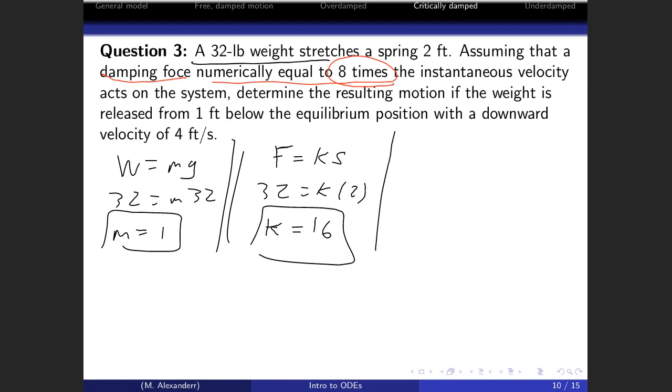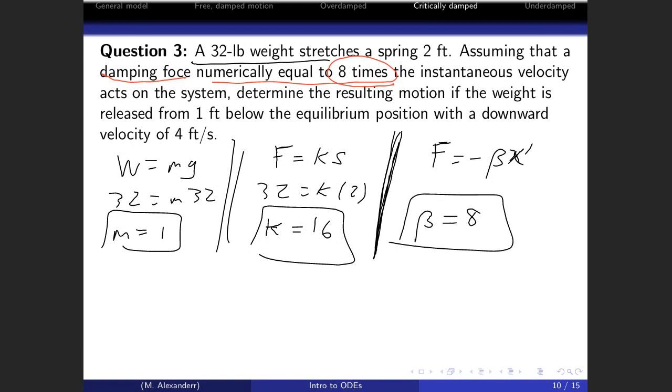But now the damping law. Actually it can be more general, but we call this the damping law. We said that the damping force is equal to negative beta x prime, so it's proportional to the velocity, and it's on the opposite direction of motion. The problem is telling you that beta is equal to the number 8.